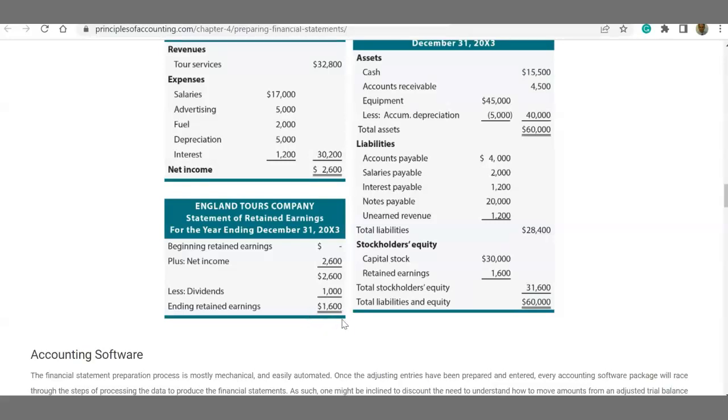This ending retained earnings of $1,600 is a leftover earning that the company can decide what to do with in future, either buy new equipment, buy new machinery, pay more dividends, whatever they like to do. So this is leftover saving for the company to do something in future.